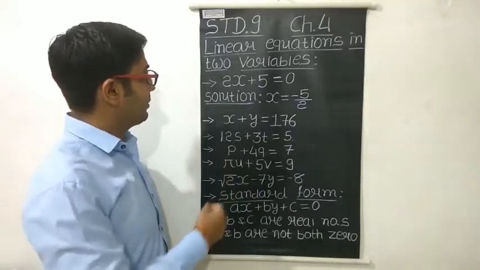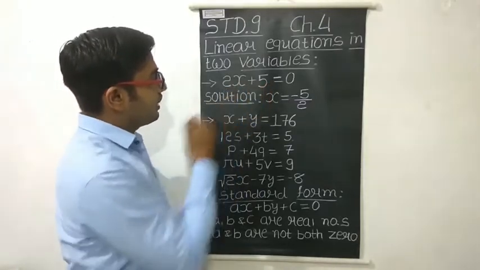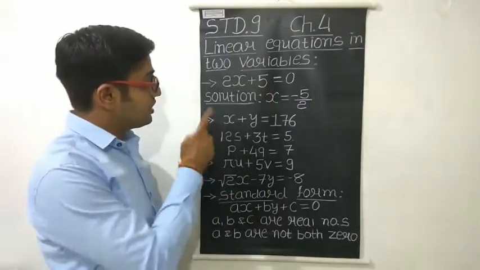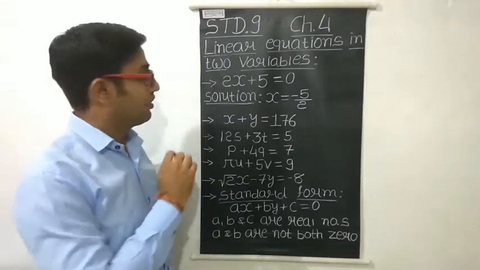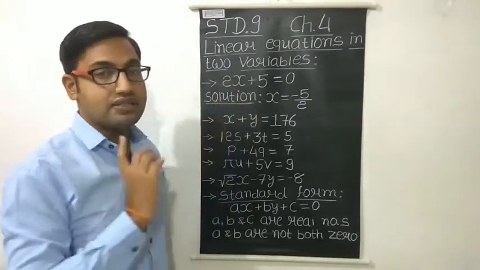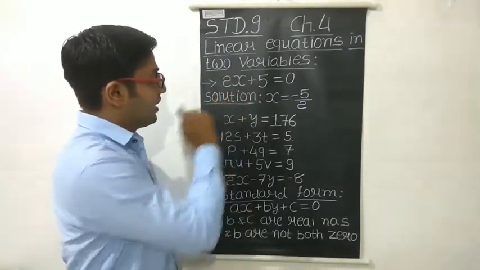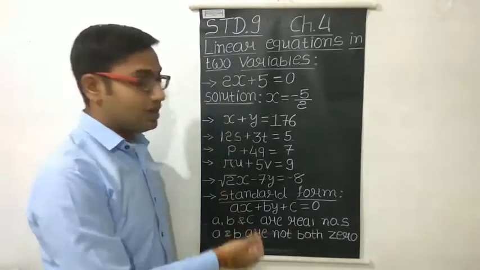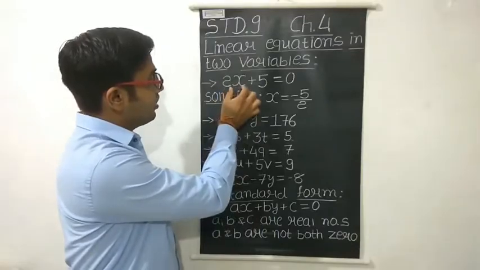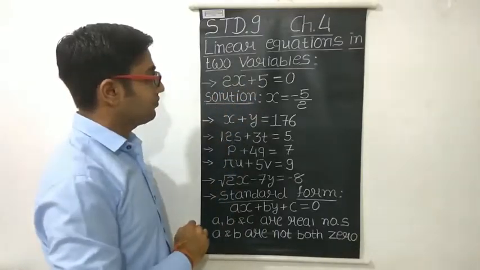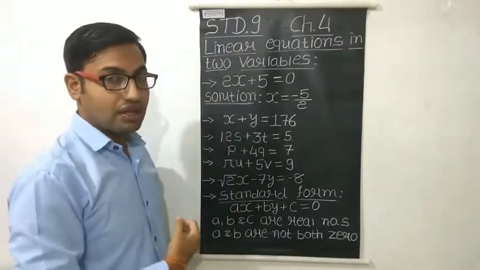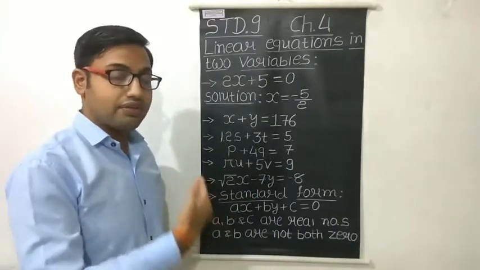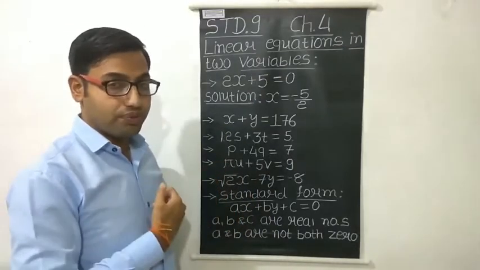Let us take an example. 2x plus 5 is equal to 0. So this is a linear equation in which only one variable is there. And what is that? That is x. So you now know what is the constant, what is the variable, what is the term, that we have already studied in chapter 2, polynomials, right?